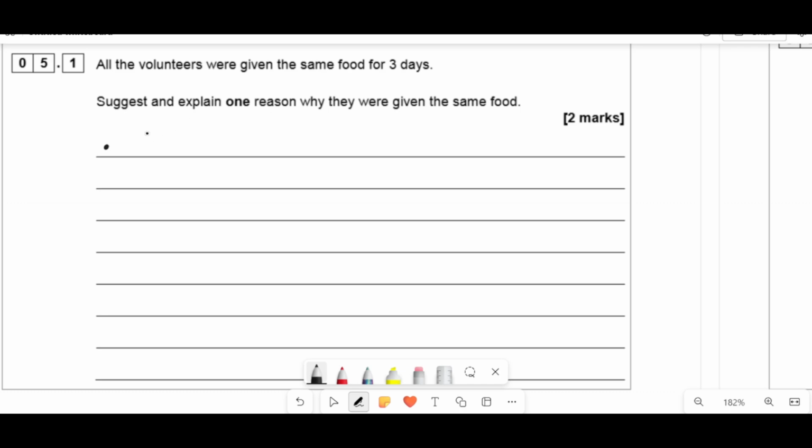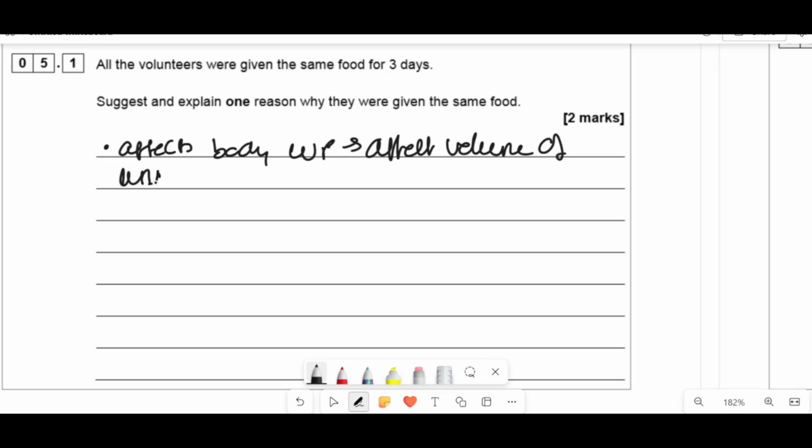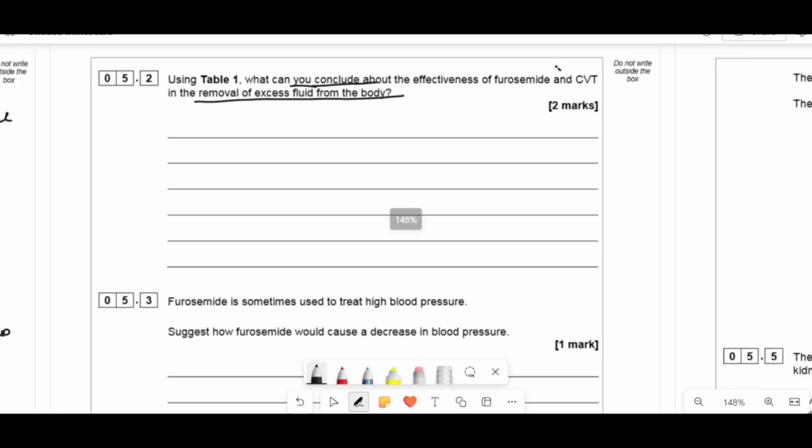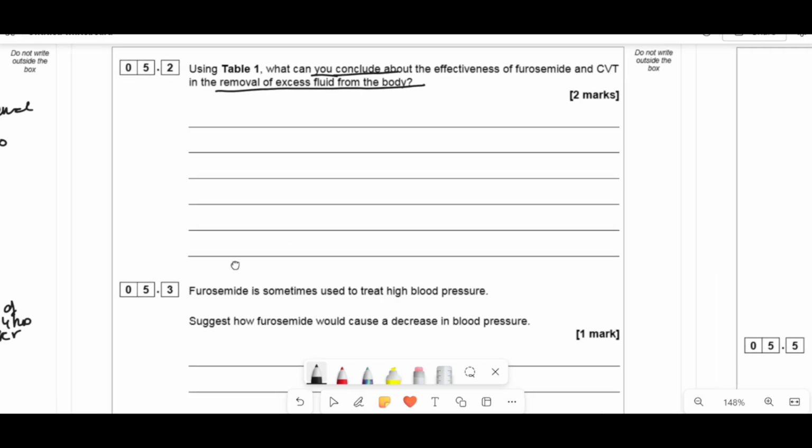So clearly, the reason it must be is because it affects body water potential, and hence it can affect the volume of urine, their dependent variable. So it says, using table 1, what can you conclude about the effectiveness of furosemide and CBT in the removal of excess fluid from the body? So it's saying, what do you think about furosemide and CBT in getting rid of fluid from the body?